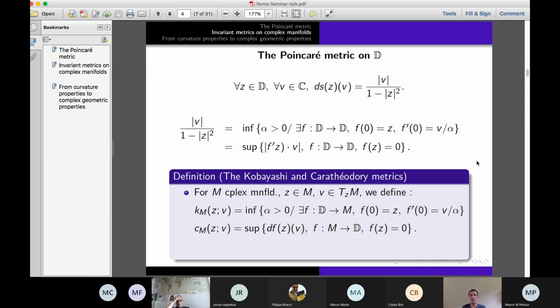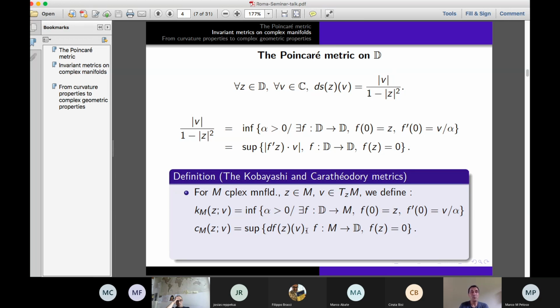I should have mentioned that what I call a metric here is really an infinitesimal metric, meaning that we compute the norm of a vector in a complex manifold evaluated at a point z. So we consider M a complex manifold, z a point in the manifold, and v a tangent vector. And we define these two quantities, K for Kobayashi and C for Carathéodory. These are two infinitesimal versions. Of course, I'm sorry, in the definition of the Carathéodory metric there should be a modulus here, because it has to be non-negative.